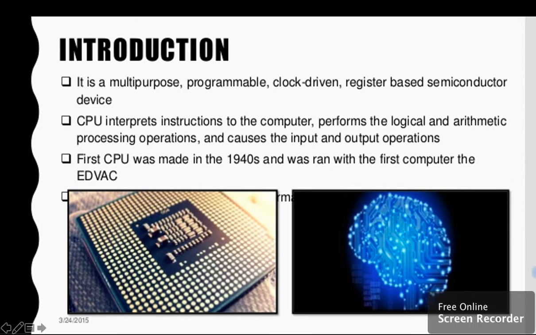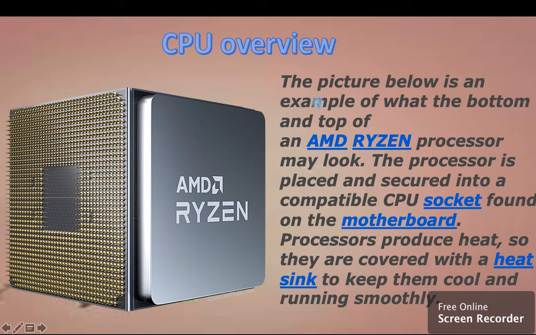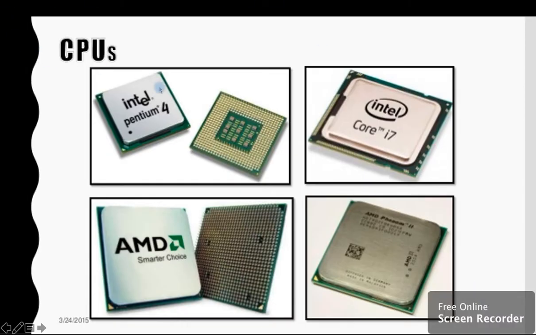So these are some CPUs. Now, CPU overview. The picture below is an example of what the bottom and the top of an AMD processor may look like. The processor is secured into a compatible CPU socket found on the motherboard. We will study about the motherboard later. Processors produce heat, so they are covered with a heat sink to keep them cool and running smoothly. These are some chips which are nowadays inside the laptops.